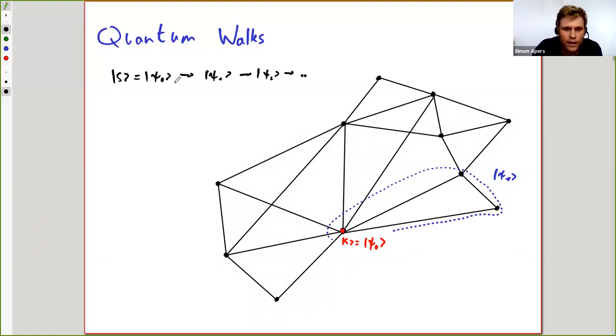Okay, and similar to random walks, typically we also assume that a random walk can only move to a neighbor. I would also assume that a quantum state can only move amplitude to sort of neighboring states, right? So from one state it can only move amplitude to neighboring states.